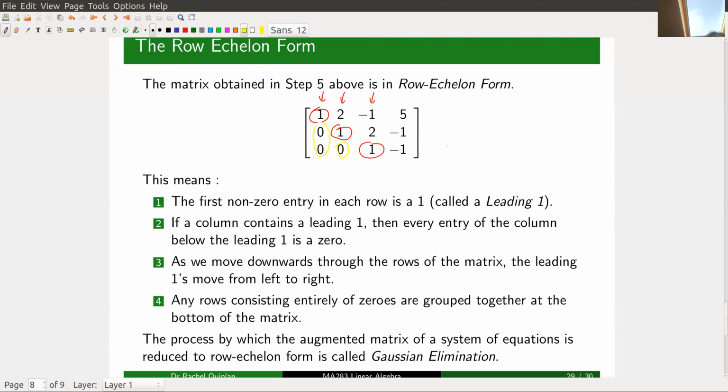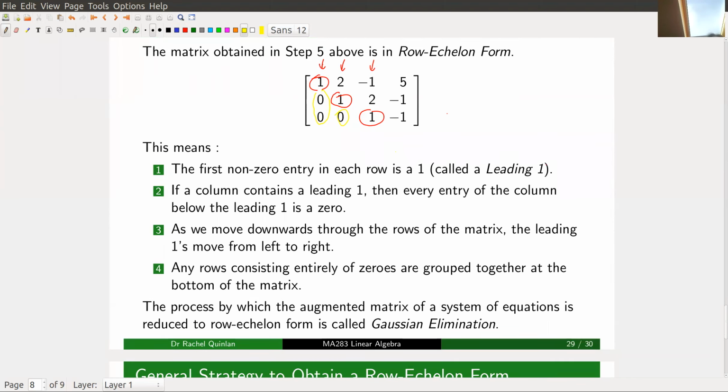But any 1, which is the first non-zero entry of its row, must have only zeros below it in the matrix. Third stipulation is that as you move downwards through the rows of the matrix, the leading 1s should move from left to right. So basically, you can't have a leading 1 in row 3 to the left of a leading 1 above it in row 2. If you did have that, an elementary row operation could be applied to swap rows 2 and 3, and you'd be back to not breaking that rule. But a condition for being in row echelon form is that as you move downwards, row 1, row 2, row 3, the leading 1s have to travel from left to right. They can't go from right to left.